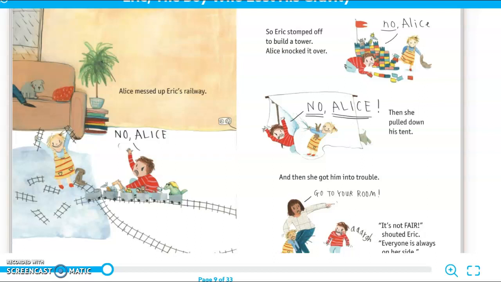No, Alice! So Eric stumped off to build a tower. Alice knocked it over. No, Alice! Then she pulled down his tent. No, Alice! And then she got him into trouble. Go to your room. Urgh. It's not fair, shouted Eric. Everyone is always on her side.